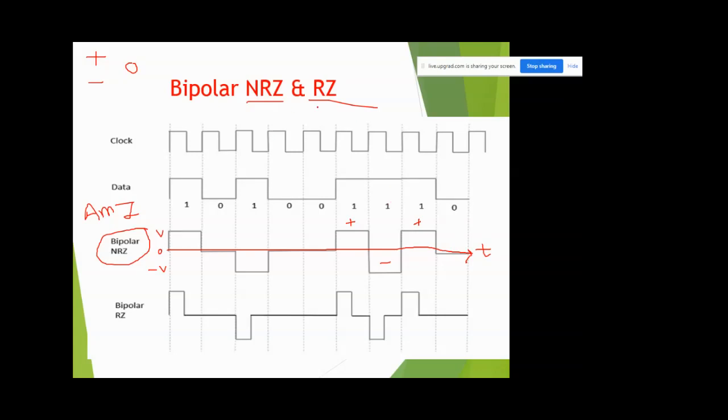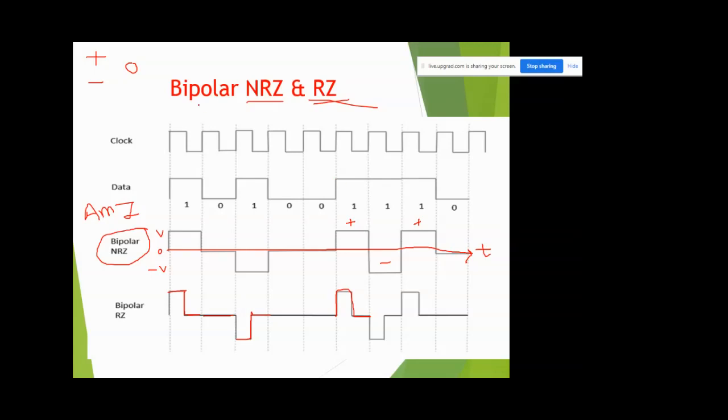Now bipolar RZ means what? Return to 0. So obviously wherever bit 1 has a voltage pulse, half of the part will go to return to 0. For 0 it is 0. Again for the next 1, half part will go to return to 0. Again here it is return to 0 like this. Wherever there is a voltage level, either plus or negative, that voltage level part will return to 0. So this is bipolar NRZ and RZ.